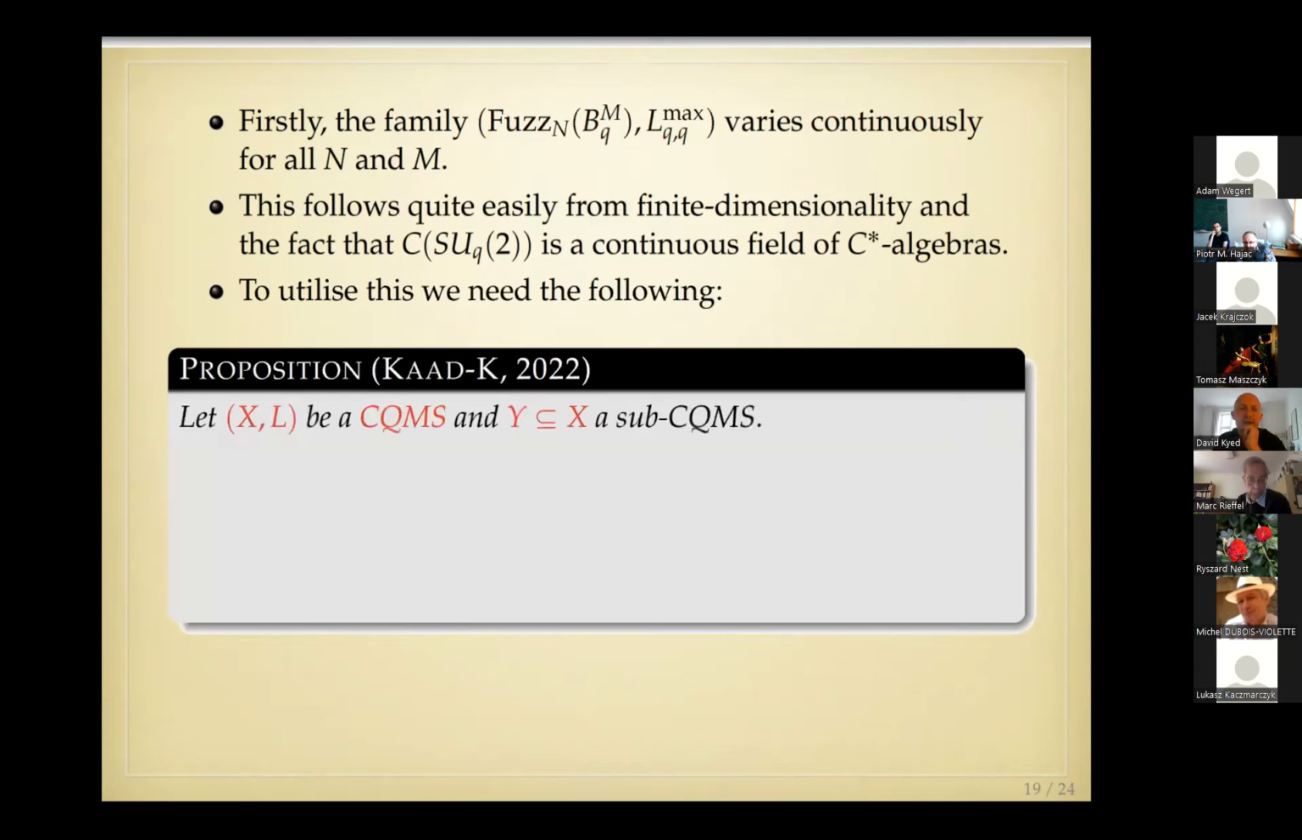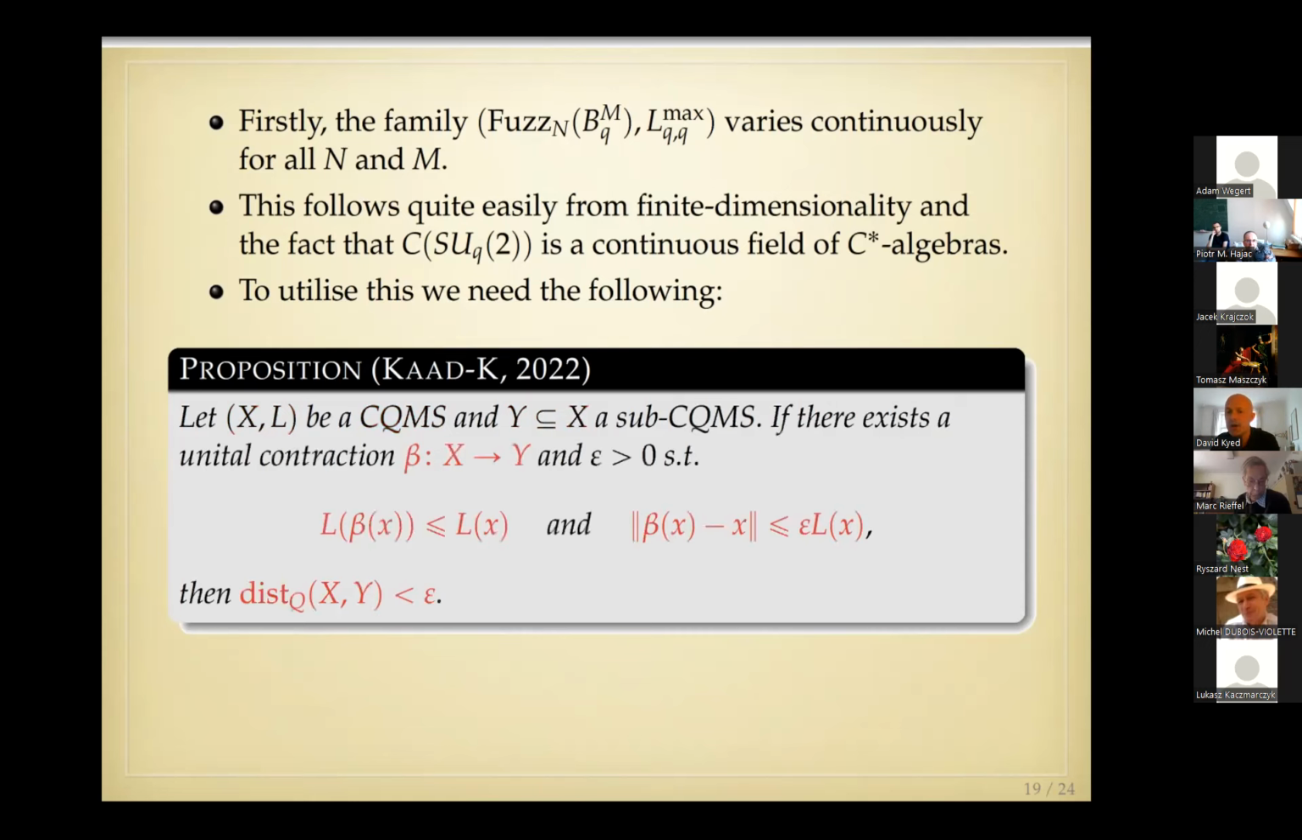which says that if I have a compact quantum metric space, and inside of it a sub-compact quantum metric space, then I want a condition that ensures that y is close to x. And the condition is as follows. You're supposed to have a unital contraction from the big space down to the small space. And then you fix an epsilon bigger than 0, and you assume that your contraction is also a Lipschitz contraction, and that it approximates the identity up to epsilon on the Lipschitz unit ball. And then the proposition ensures that y and x are only epsilon apart.